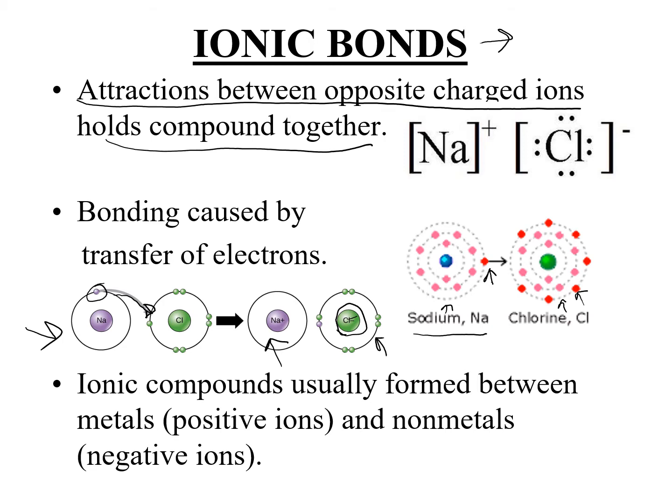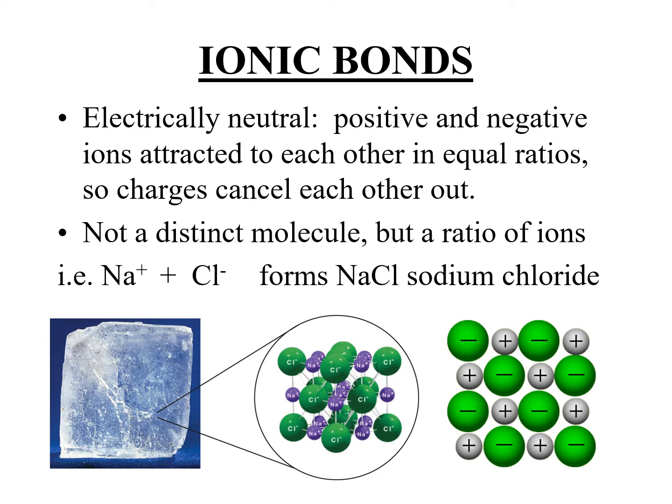Now, ionic compounds form between metals and nonmetals, because metals, we said, form positive ions or cations, and nonmetals form negative ions or anions. And opposites are attracted to each other, and that's what creates an ionic bond. Ionic compounds are electrically neutral. The positive and the negative charges are attracted to each other in equal ratios so that the charges will cancel each other out and we end up with a neutral charge.